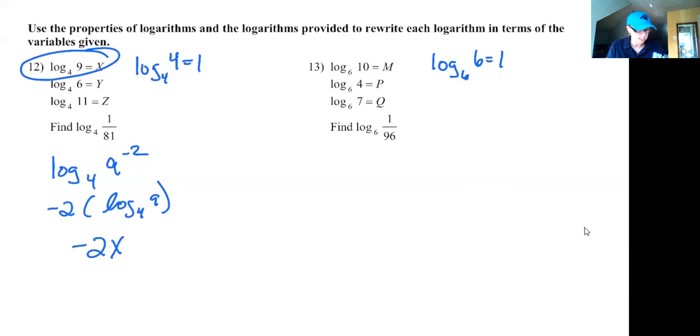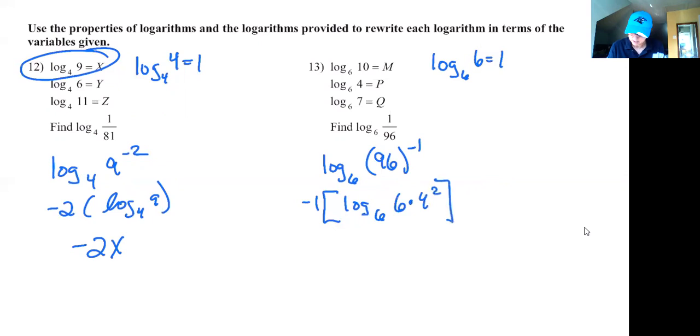Next one, I'm thinking about 96. I don't know anything about 96. 1 over 96. Well, that's log base 6 of 96 to the negative first power, right? Let's roll the negative 1. That's going to be log base 6 of 96. That's what, 6 times 16. So 6 times 4 squared. Let's see. Do they have that? Well, they got the 6. There we go. Got the 6. Got the 4. Bam. I'm good as gold.